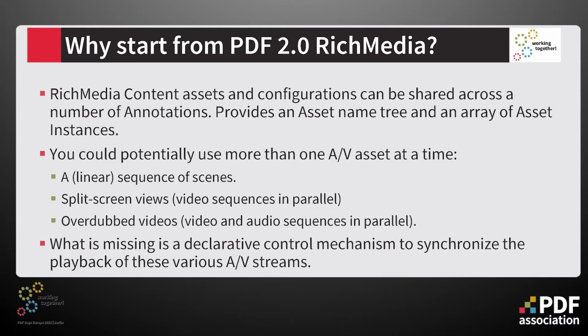But having the array of asset instances means that you could possibly use more than one audio-video asset at a time. So you could potentially, at least in theory, looking at just the structure inside the spec, construct a sequence of scenes where you go from one video asset to the next. But that's only one particular case of how you can have more than one asset in a PDF. You could also try to do a split screen where you have video sequences in parallel, or you want to have audio and video coming from different instances playing in parallel.